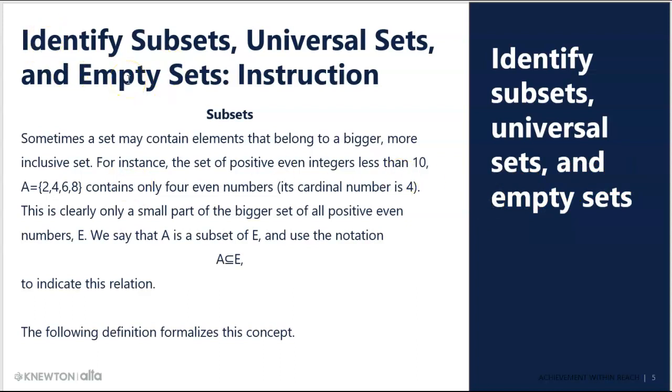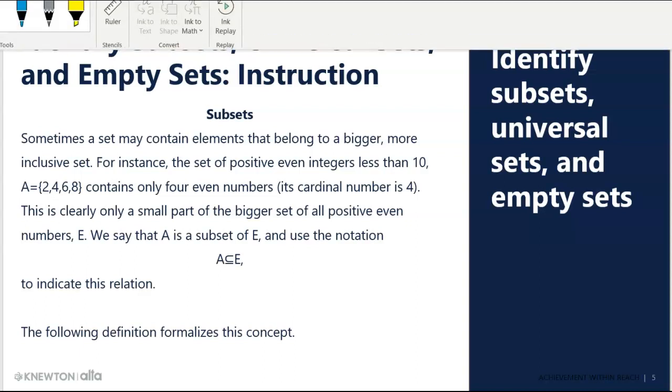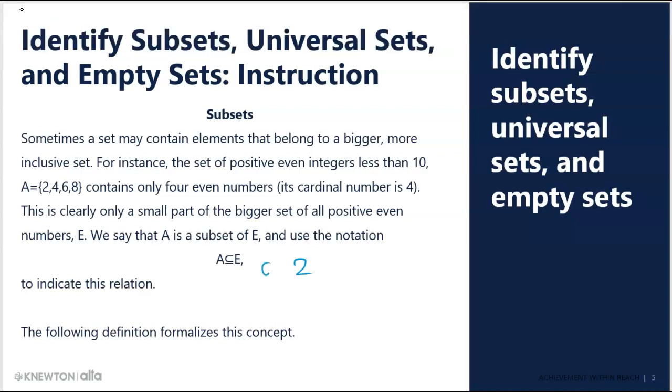So subsets. Sometimes a set may contain elements that belong to a bigger, more inclusive set. So this slide talks about the set of positive even integers less than 10. I want to remind you that even integers end in 0, 2, 4, 6, or 8. Any integer that ends in 0, 2, 4, 6, and 8 is even. Any integer that ends in 1, 3, 5, 7, or 9 is odd. Even integers are divisible by 2 with no remainder.